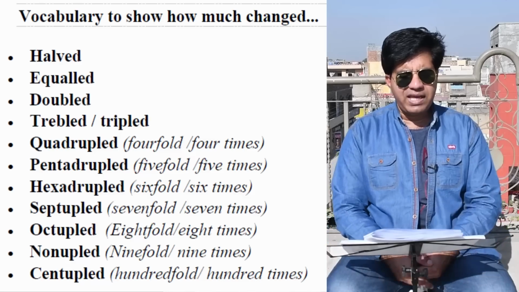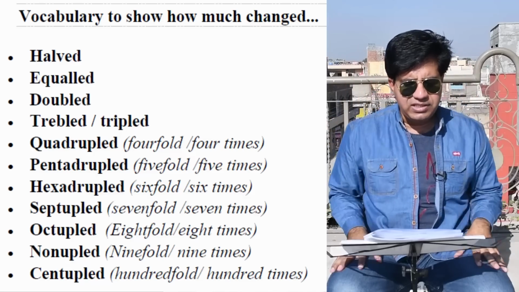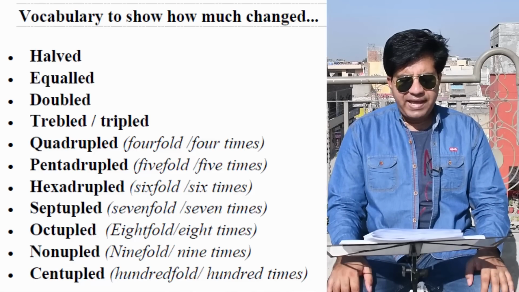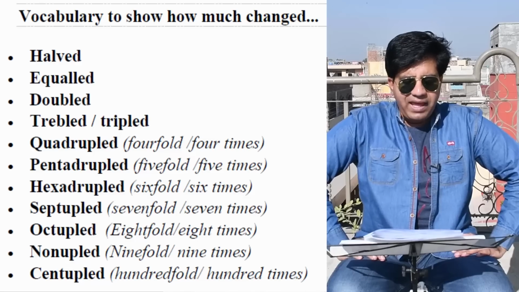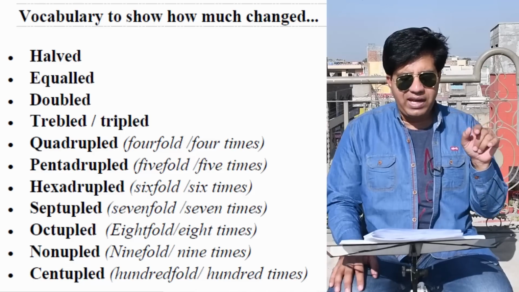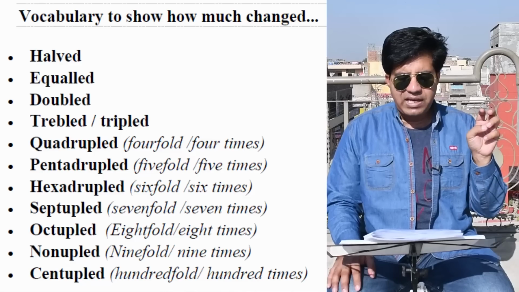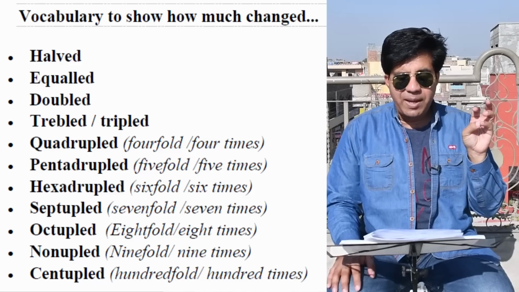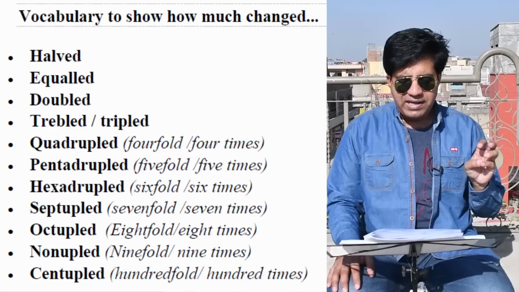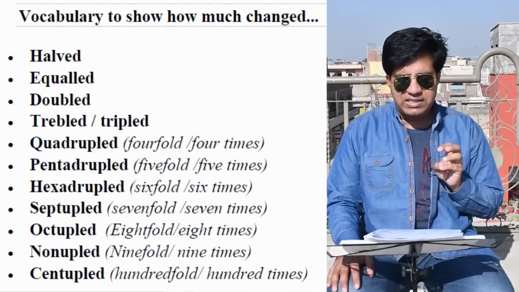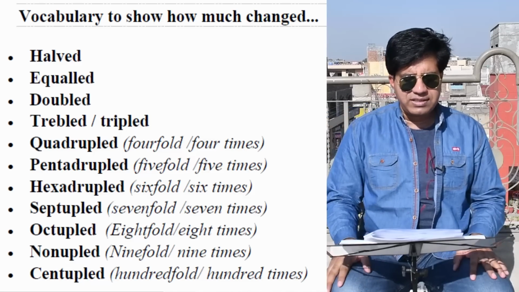For vocabulary to show how much changed, meaning the change took place, but how much? For that we say halved, equaled, doubled, tripled, quadrupled, quintupled, sextupled. Let me tell you again: quadrupled is for 4 times, quintupled is for 5 times, sextupled is for 6 times, septupled is for 7 times. I'm reading these words for the first time. Octupled is 8 times, nonupled means 9 times, and centupled means 100 times. If it is from 10 to 100, there you can say centupled.